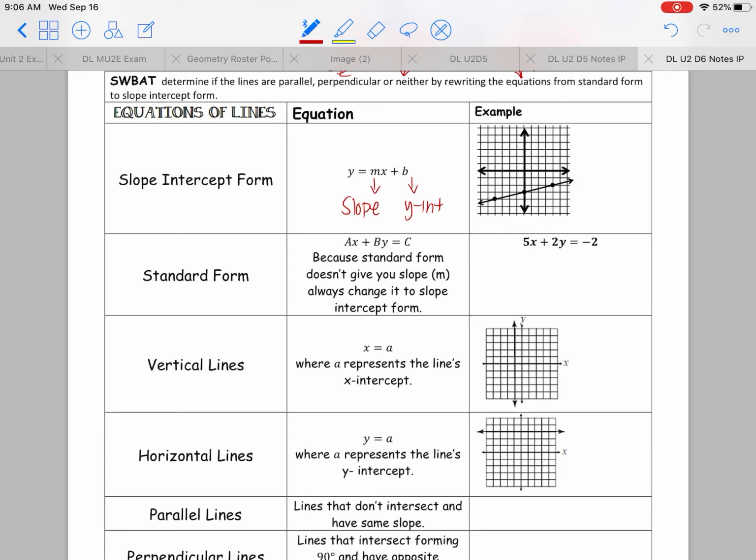So in this one, you have a graph, and they're asking you to write down the equation of this graph. There are two important parts that you need to identify. The first one is the slope.